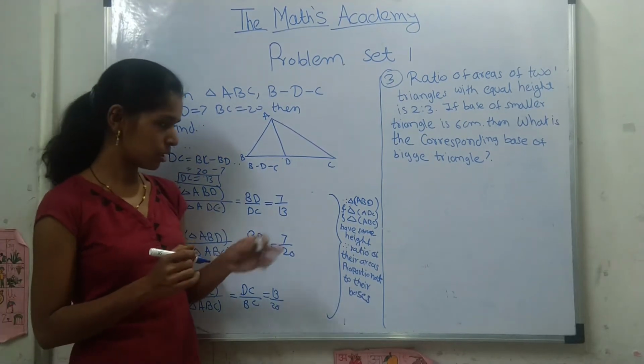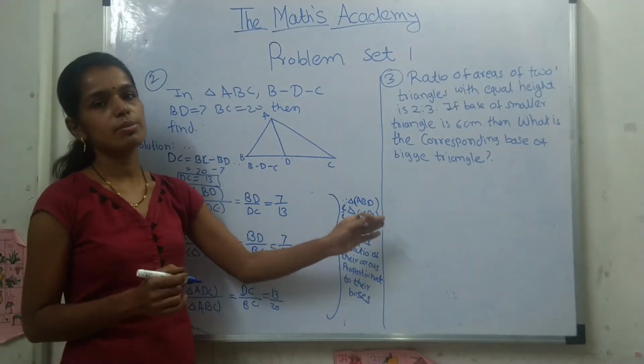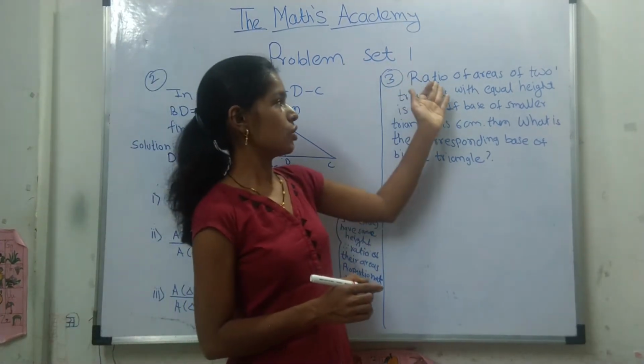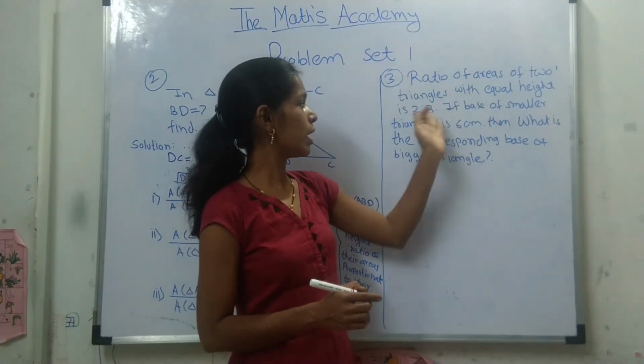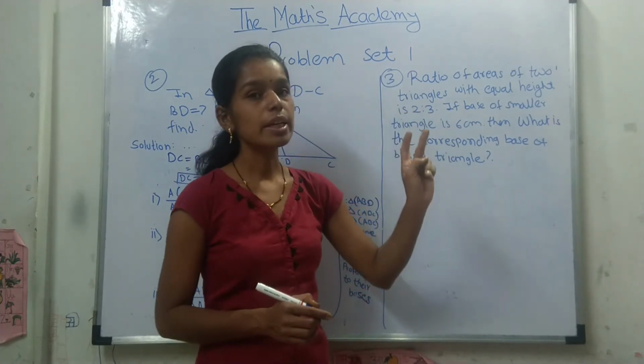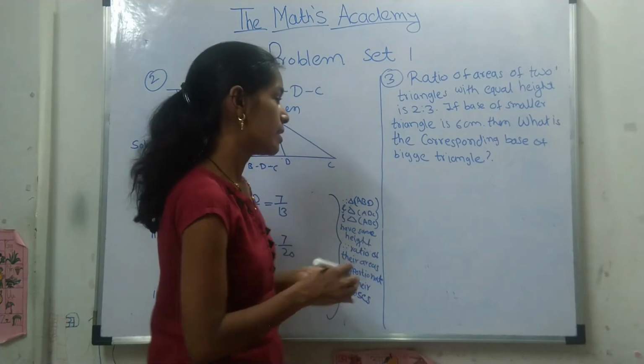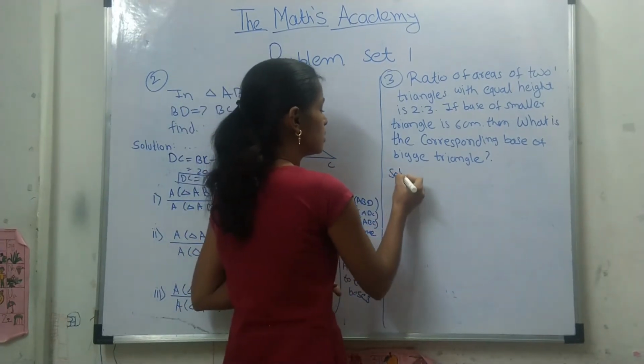Now let's go towards the third question, which is based on the same concept, the ratio of areas of two triangles. Here you are given the ratio of areas of two triangles with equal height is 2:3. It means the two triangles are given with equal height. Let's write here the solution.